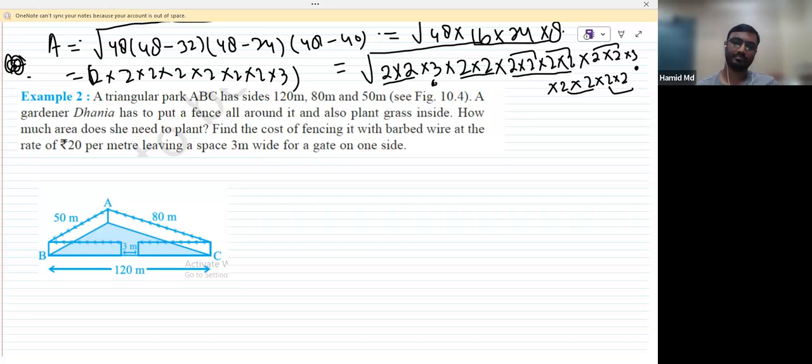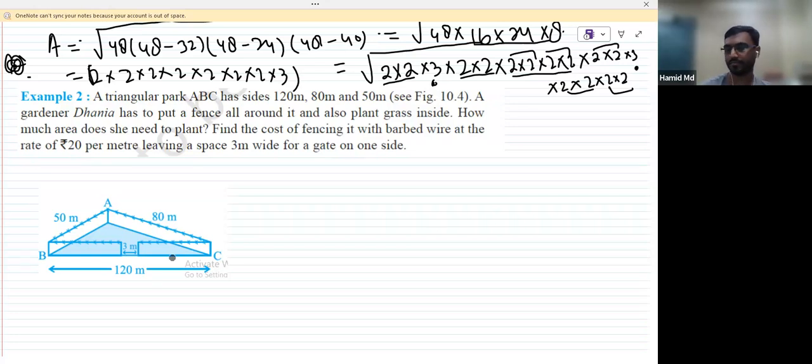To find the area by using the formula, it's easy. Fencing it will, yeah, put some pressure on the brain. Have some buddhi. I'm confused about the 3 meter space.